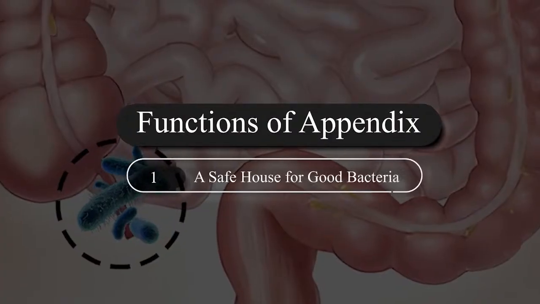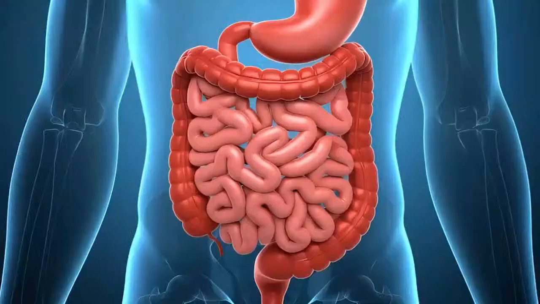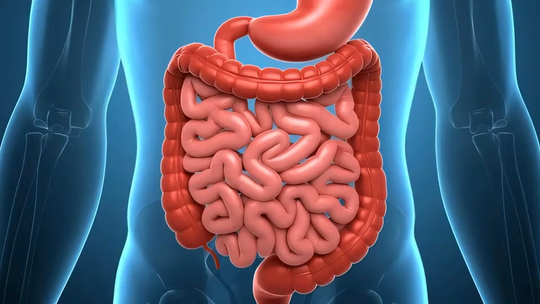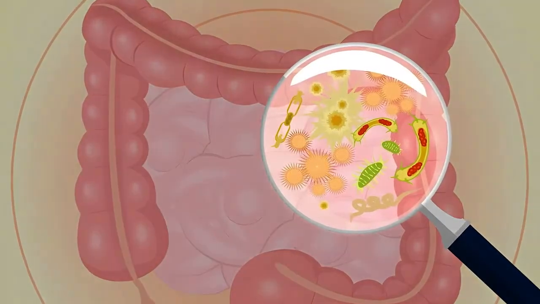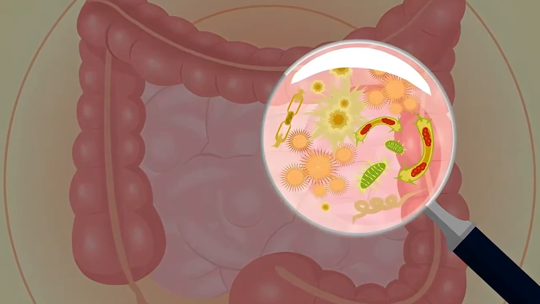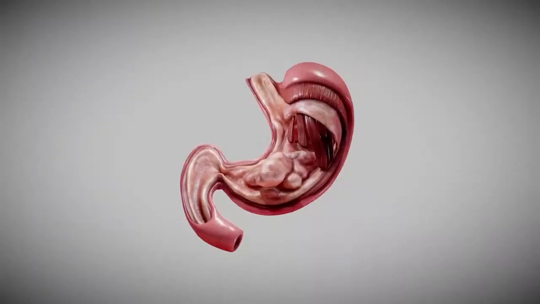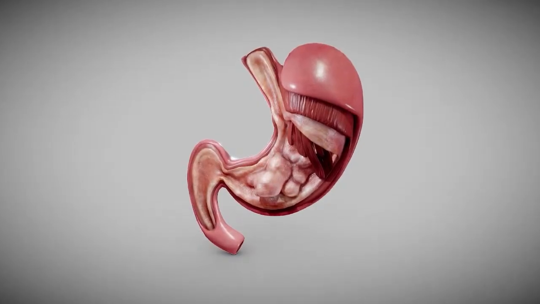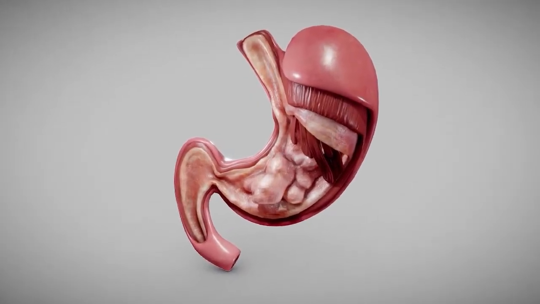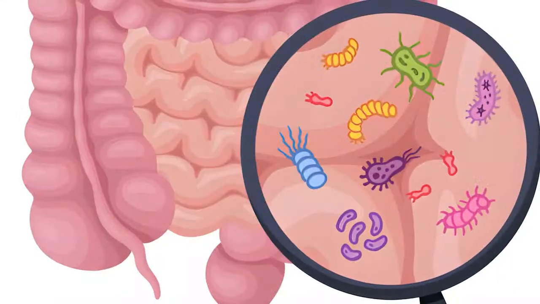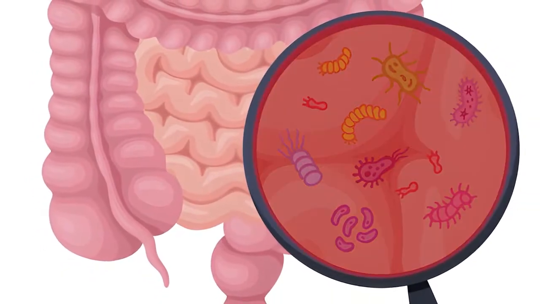Let's take a closer look at the two main functions scientists now believe the appendix performs. 1. A safe house for good bacteria. Your digestive tract, especially the colon, is home to trillions of good bacteria. These bacteria help break down food, produce vitamins, and protect you from harmful germs. When you get a serious stomach infection, for example, severe diarrhea caused by food poisoning, most of these good bacteria get flushed out of your intestines.